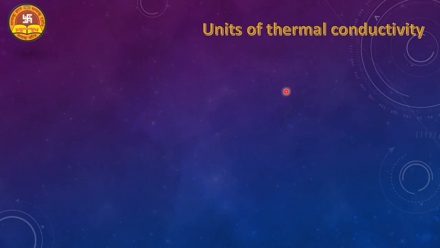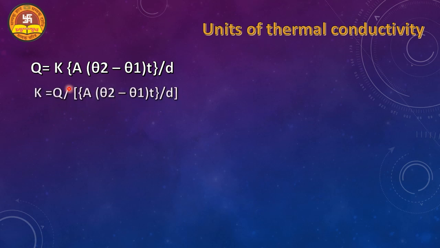Now we will discuss the units of thermal conductivity. So here's the equation. Now from this equation we are getting K equals this. Now my dear students, here as you can see, one term is there, A, means area, length into breadth, and there is a term here, D, that is the breadth. So breadth cancels out. What remains here? Only length. So we can write K is equal to Q divided by length into temperature difference into time.